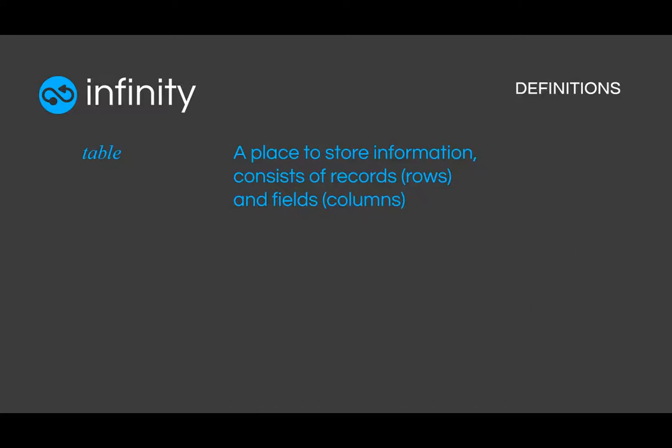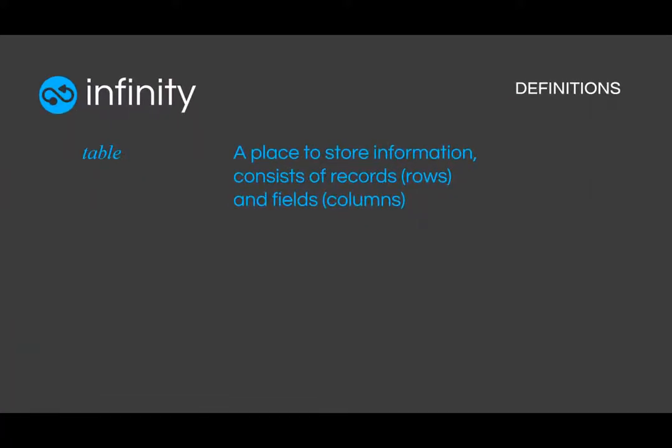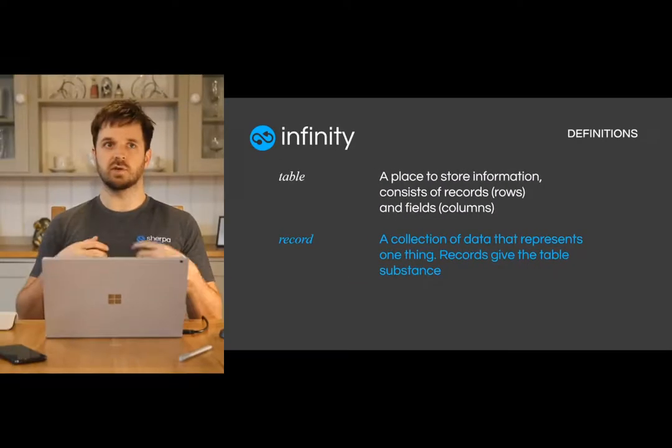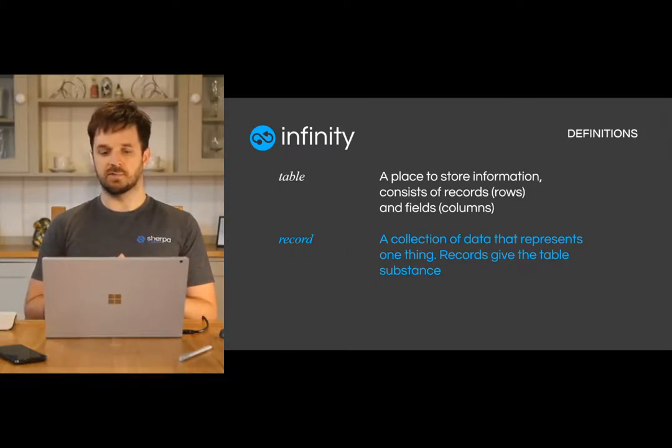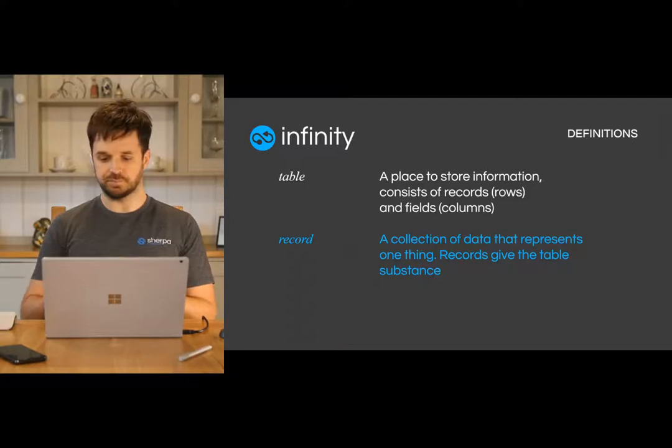Okay, so table. When we talk about tables, what we're actually talking about is a place to store information. And we want that information to be stored in a structured way that is useful to us. Tables consist of records, which are the rows, and fields, which are the columns. A record is a collection of data that represents one thing. So if our table was showing employees, for example, a record would be a new employee. So each employee within that table would be its own record.